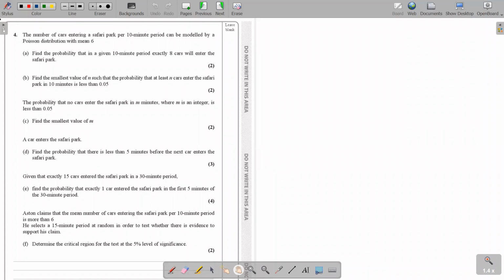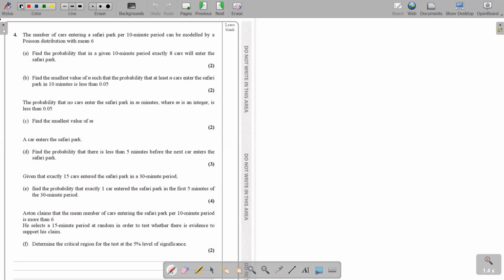Okay, so we'll move on to question number 4. They say here the number of cars entering a safari park per 10-minute period can be modeled by a Poisson distribution with mean 6. So clearly they mentioned the distribution here. It's a Poisson distribution, so it's a discrete distribution. Find the probability that in a given 10-minute period, exactly 8 cars will enter the safari park.